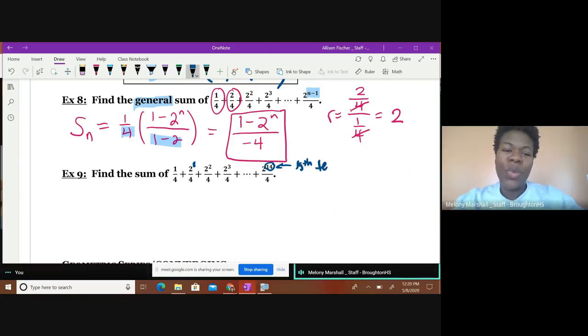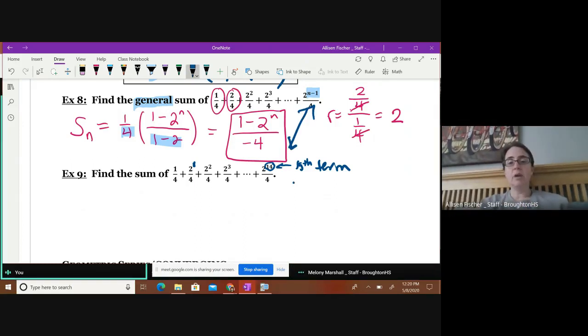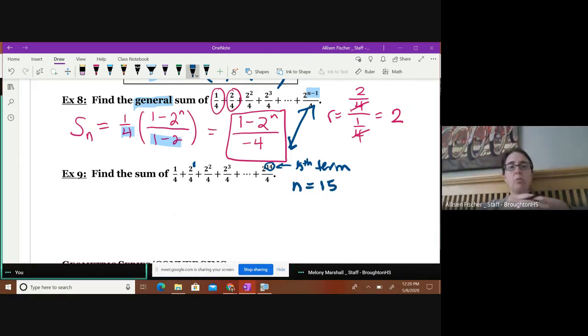Because of that n minus 1. Right, yeah, that's an n minus 1. So at this spot, n is actually equal to 15. That makes sense. Okay, so we've already been through the sum formula in number 8.